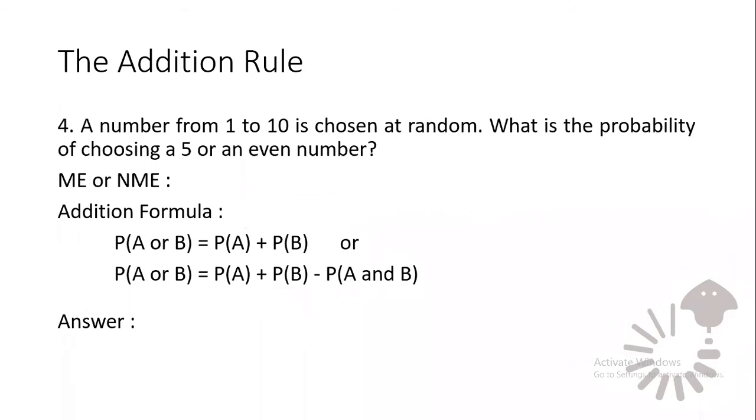Number 4. A number from 1 to 10 is chosen at random. What is the probability of choosing 5 or an even number? Is this mutually exclusive or non-mutually exclusive? Mutually exclusive po. Okay, coming from Dominic, this is mutually exclusive. Carla gave the same answer. Alright, Dominic, which formula will we use? The first one, the second one?